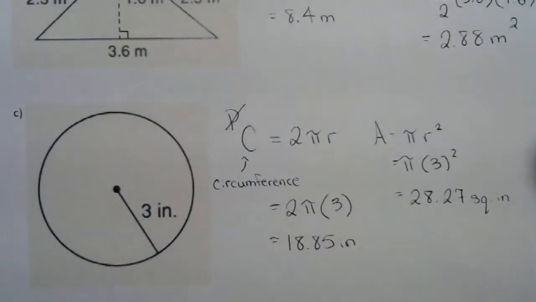If you're interested about where these formulas have come from, why circumference is 2 pi r and why area is pi r squared, I've given you another little video about where those come from and why they work.